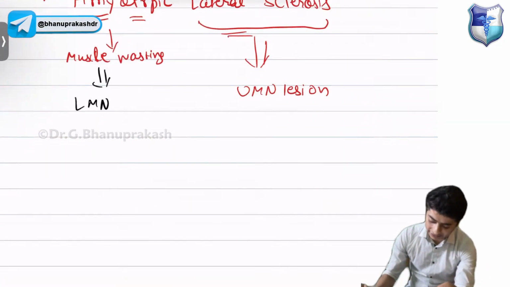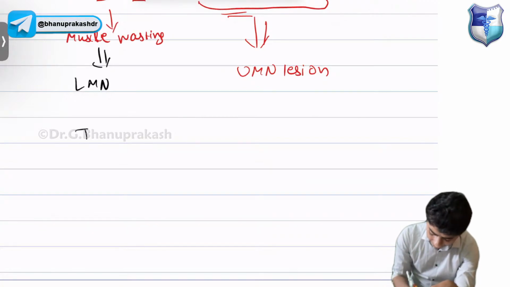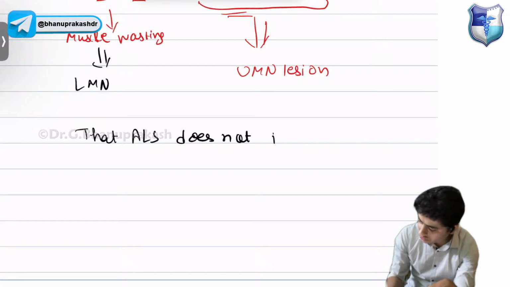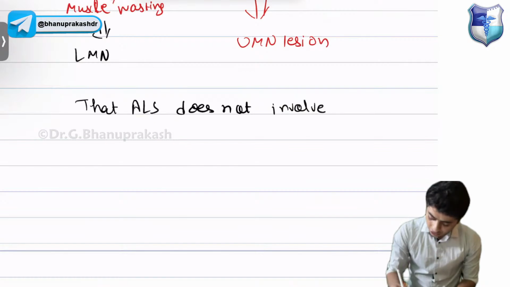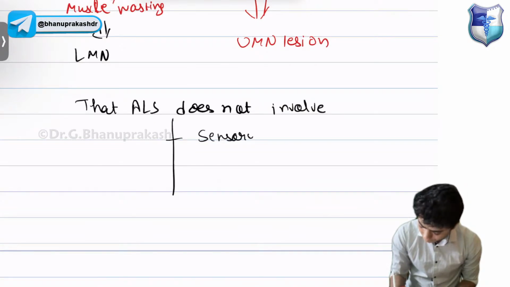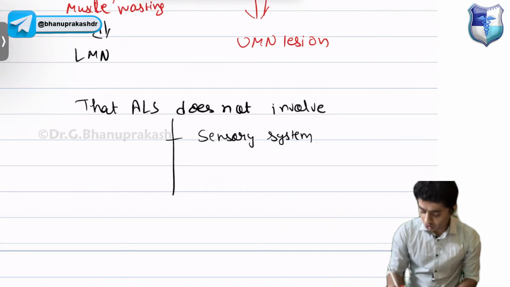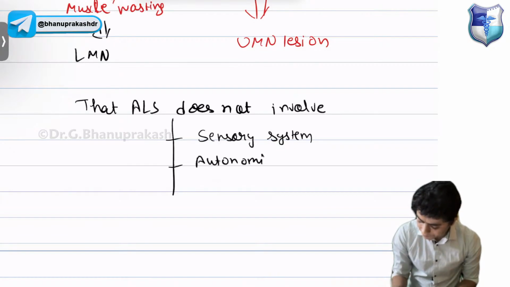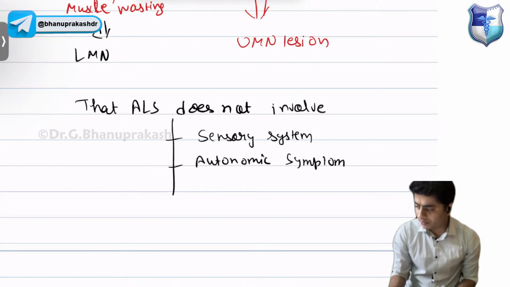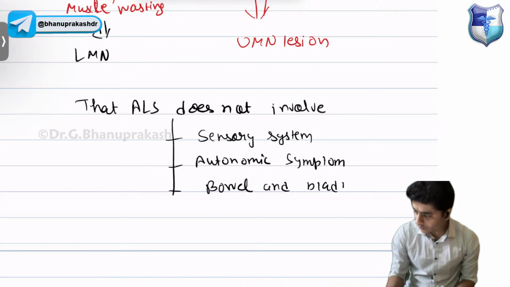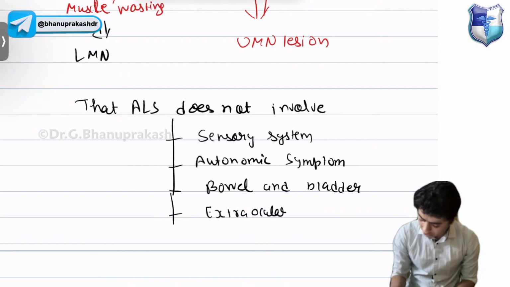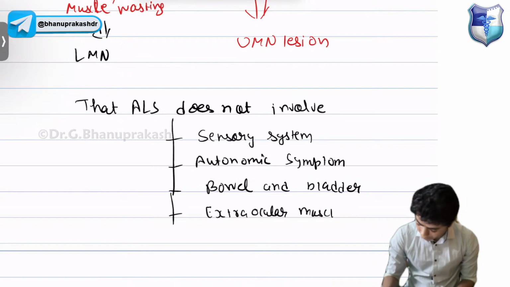Okay, now in ALS one thing we should remember is that ALS does not involve your sensory system, autonomic symptoms, bowel and bladder, and your extraocular muscles.